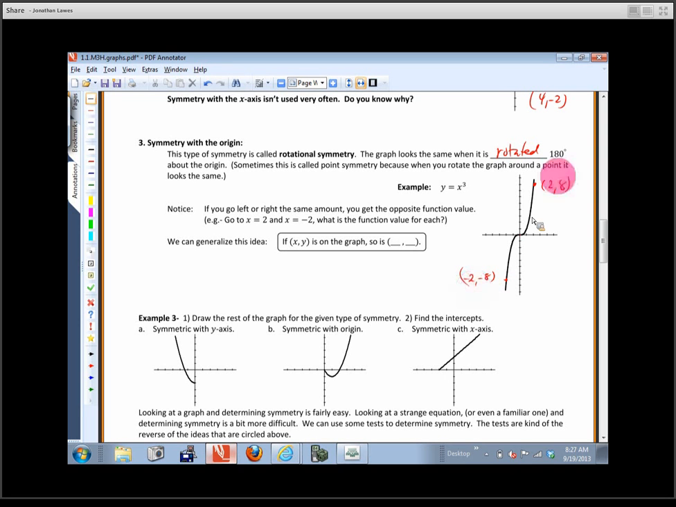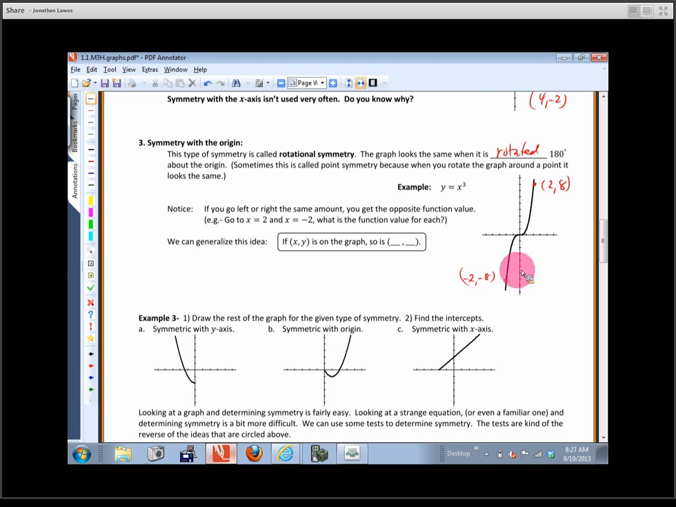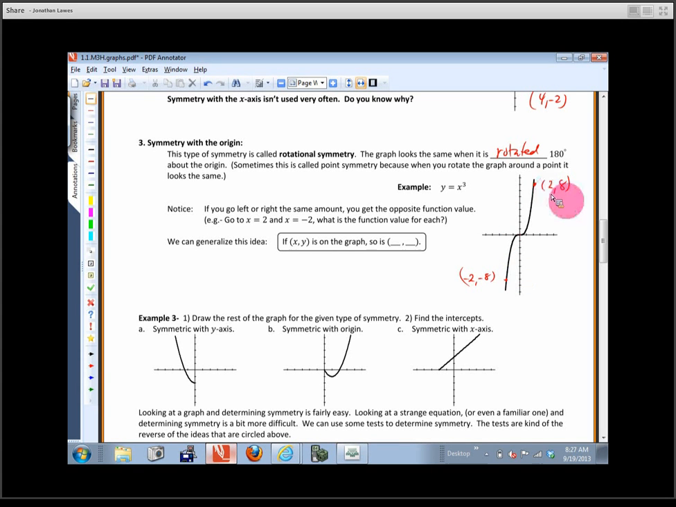So you'll notice what happens on this one. Okay? It's not symmetric with the y-axis, and it's not symmetric with the x-axis. We're not switching right and left and top and bottom. We're rotating this whole thing around. Okay? And notice what happens. 2, 8 is on the graph, so is negative 2, 8. So we could generalize that by saying if x, y is on the graph, there should be another point that's also on the graph, and what is that point? Negative x, negative y. They both changed.